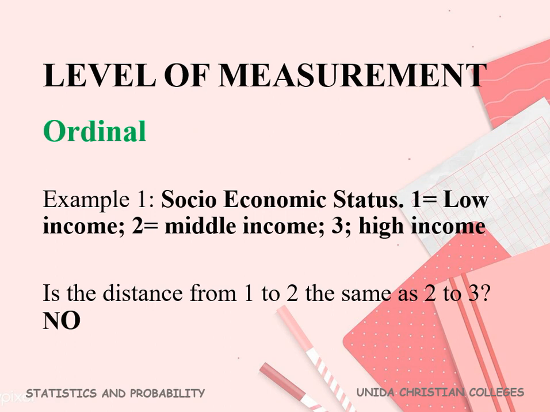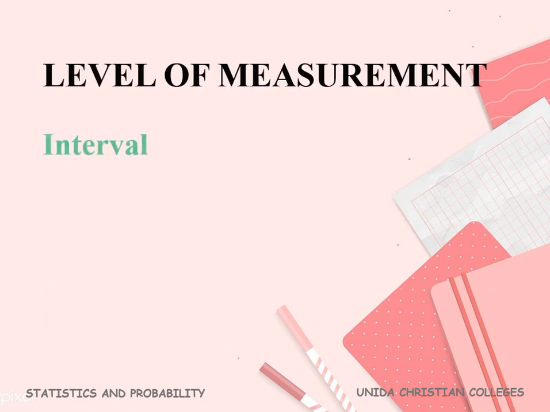Another example is pain level ratings. The level of pain you feel, you rate it from 1 to 5, where 5 is the highest and 1 is the lowest. So in order, it has a ranking. That's why it is under ordinal. Okay? And next, we have the interval.